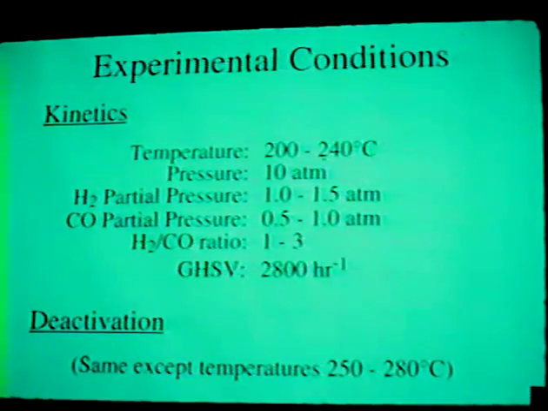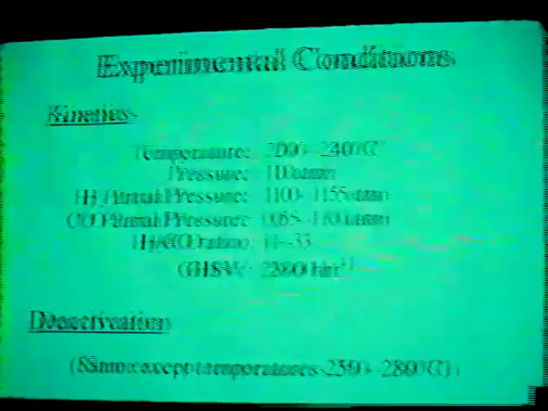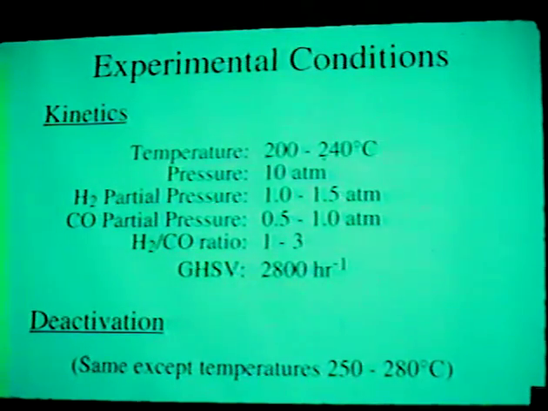A Berty internal recycle reactor was used to obtain these data at low conversions, and under these conditions and with the monolithic catalyst, we hope to minimize heat and mass transfer effects and also temperature and concentration gradients across the catalyst bed. Here's some activity data representative of those that we obtained.